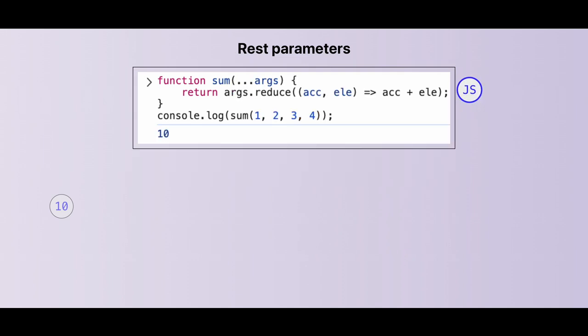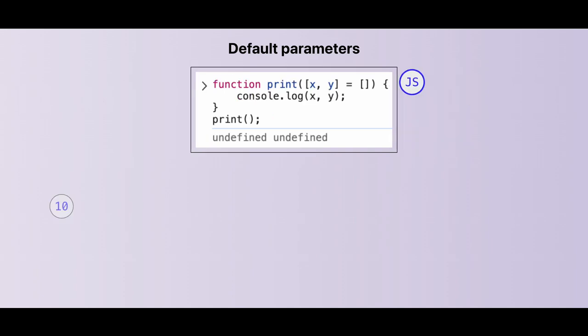The rest parameter allows a function to accept an indefinite number of arguments as an array, and we already saw this while discussing the spread operator. Can I assign default value to destructuring parameters? Yes, a common practice is to assign an empty array or empty object as default value, and that makes it possible to call the function without passing any value for destructuring parameters.